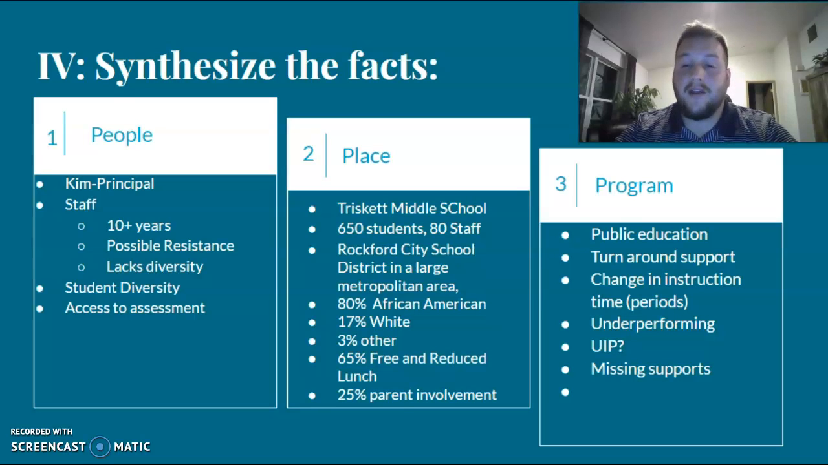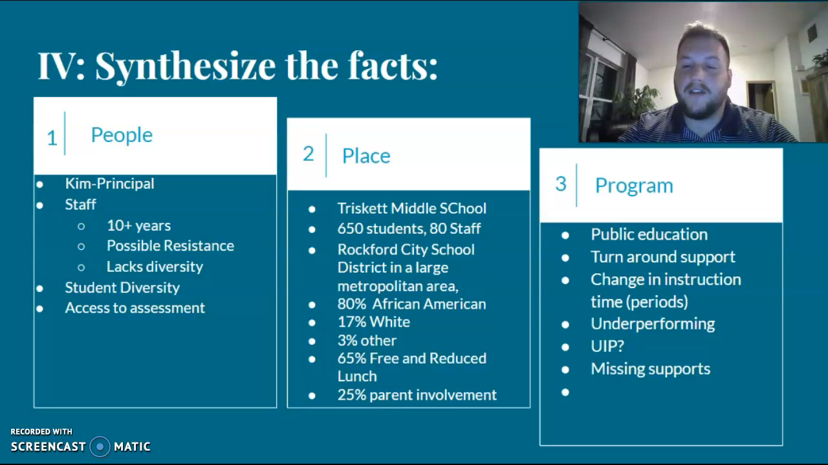Looking at the program right now, it's a public education program. They're getting turnaround support. One thing that is being modified right now is the change in instruction time periods. So they're going to fewer periods during the day, with more time in those periods. It is important to note that the program is underperforming. So they are trying to figure out how they can meet their benchmark and their goals so that they are considered performing, and then turn around from that point.